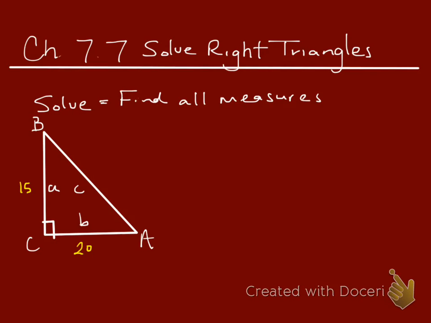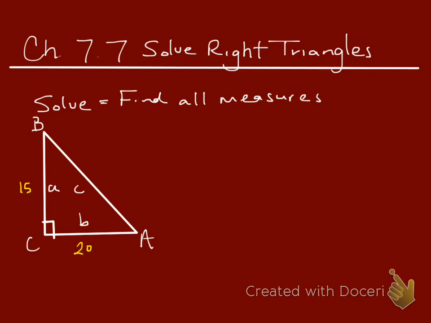Okay, chapter 7.7, solve right triangles. When we talk about solving right triangles, that means we're going to find all the angle measures, all the side lengths, everything. So when you solve a right triangle, you have to figure everything out. All right, so with that being said, let's go ahead and just get started, jump right in.